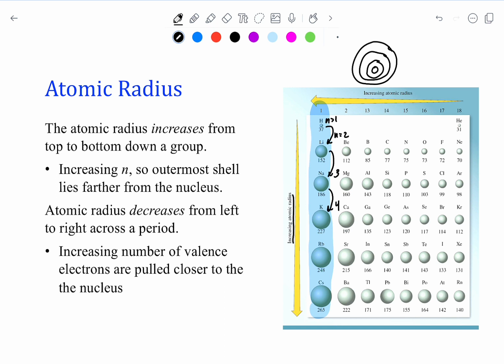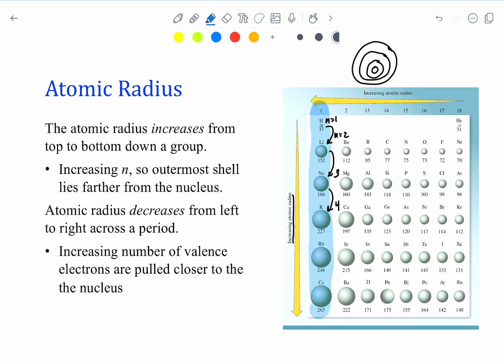Okay, so we have to accommodate more electrons. Even though they all have the same number of valence electrons, overall they just have more electrons in their core. So because we're increasing our number of core electrons, that means we're increasing the size of the atom itself. Okay, so our atomic radius is going to increase down a group.